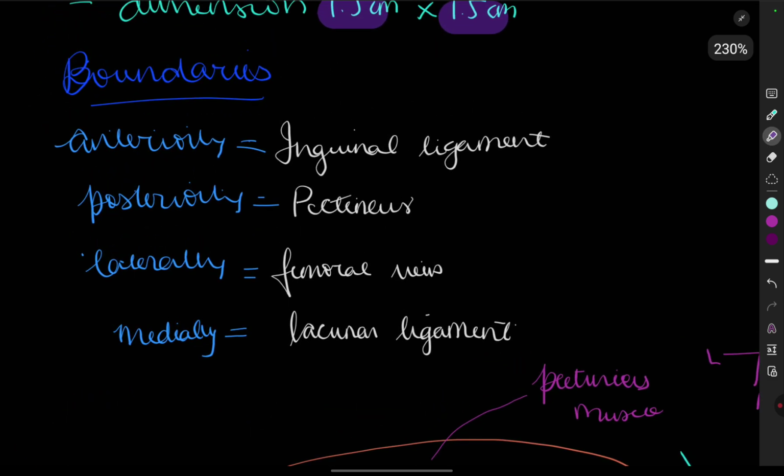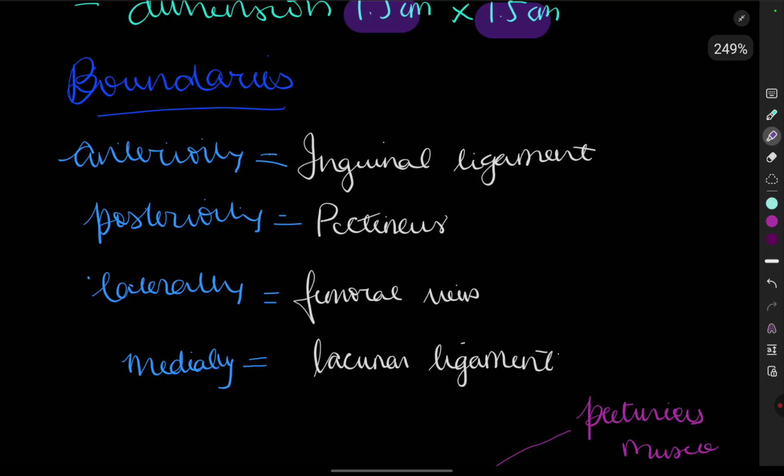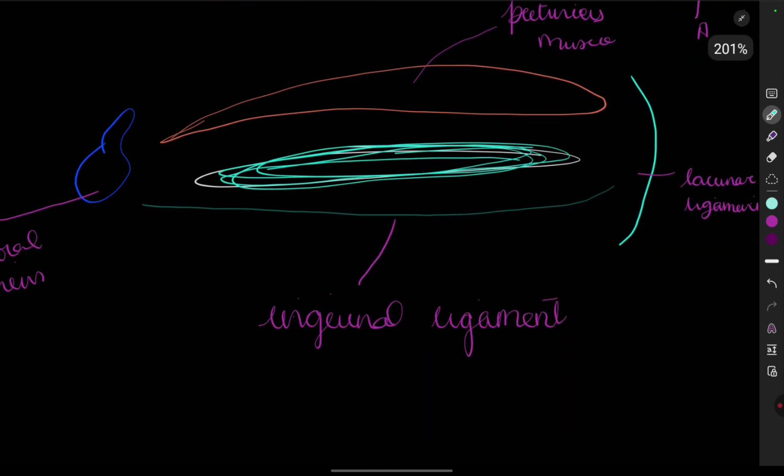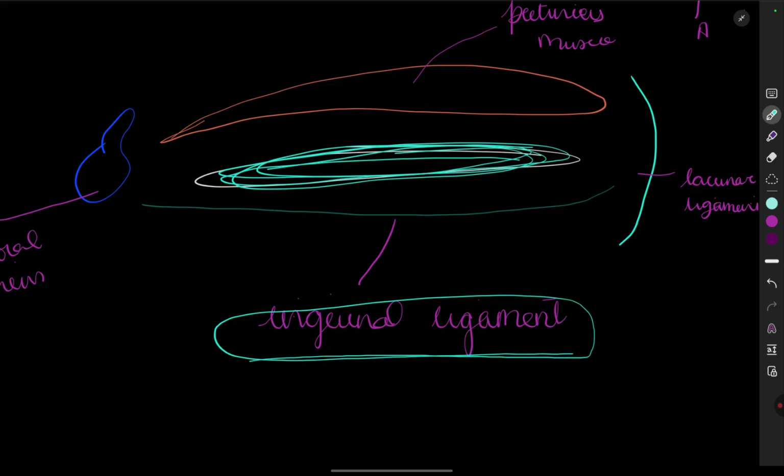Now the boundaries of the femoral canal: it is bounded anteriorly, posteriorly, laterally, and medially. First we will see the diagram, which will be very easy to understand, and once you draw the diagram it will be very easy to write and elaborate, and get marks easily. So see here, this white color, whatever you see here inside, is the femoral canal, and around this is the medial part of the femoral sheath.